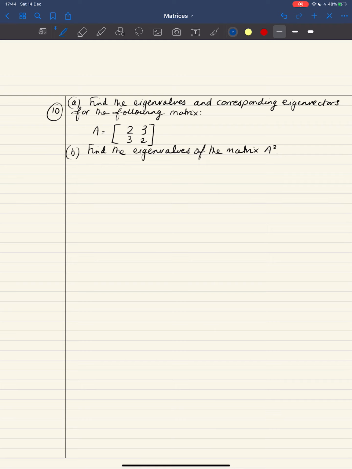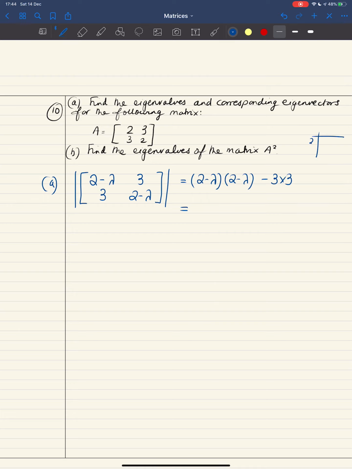Find the eigenvalues and corresponding eigenvectors of the following matrix. So what we have here is the determinant of 2 minus lambda, 3, 3, 2 minus lambda. The eigenvalues are those values lambda that make this determinant equal 0. So this is 2 minus lambda times 2 minus lambda, minus 3 times 3.